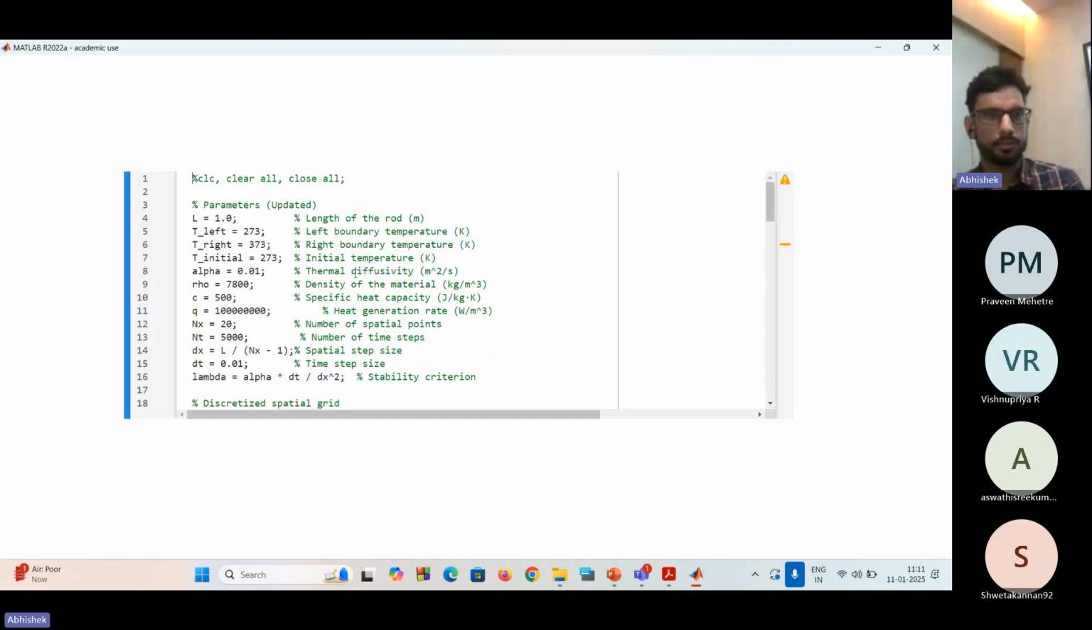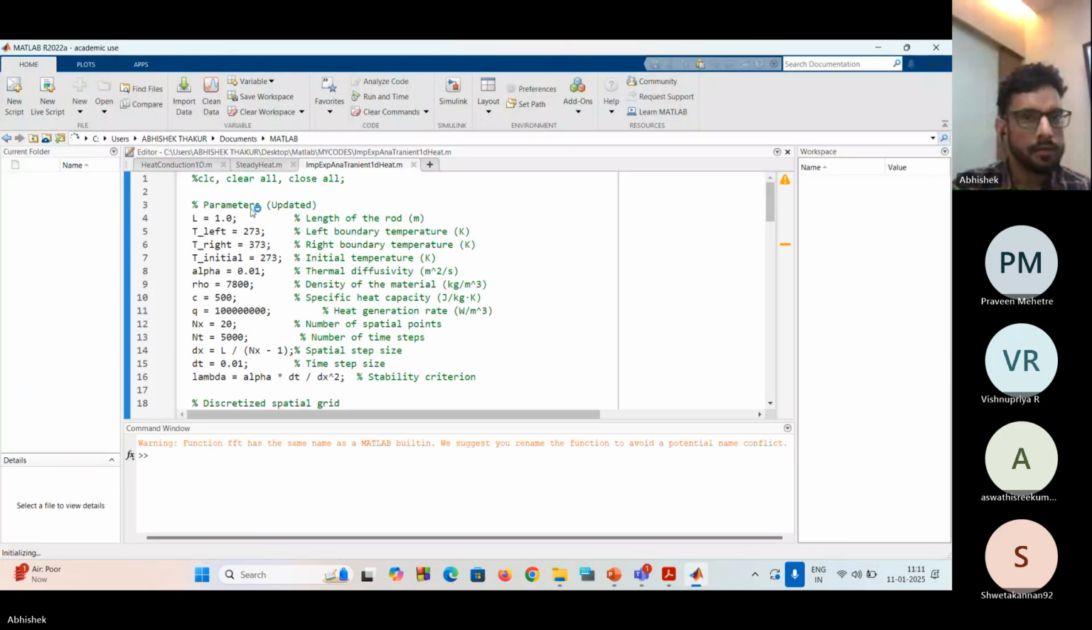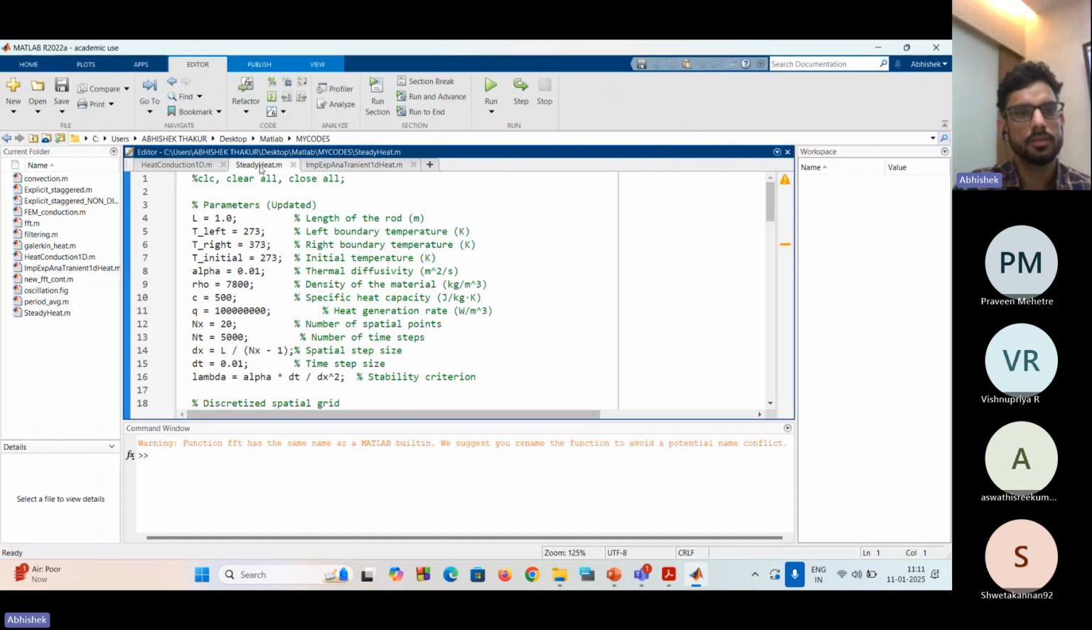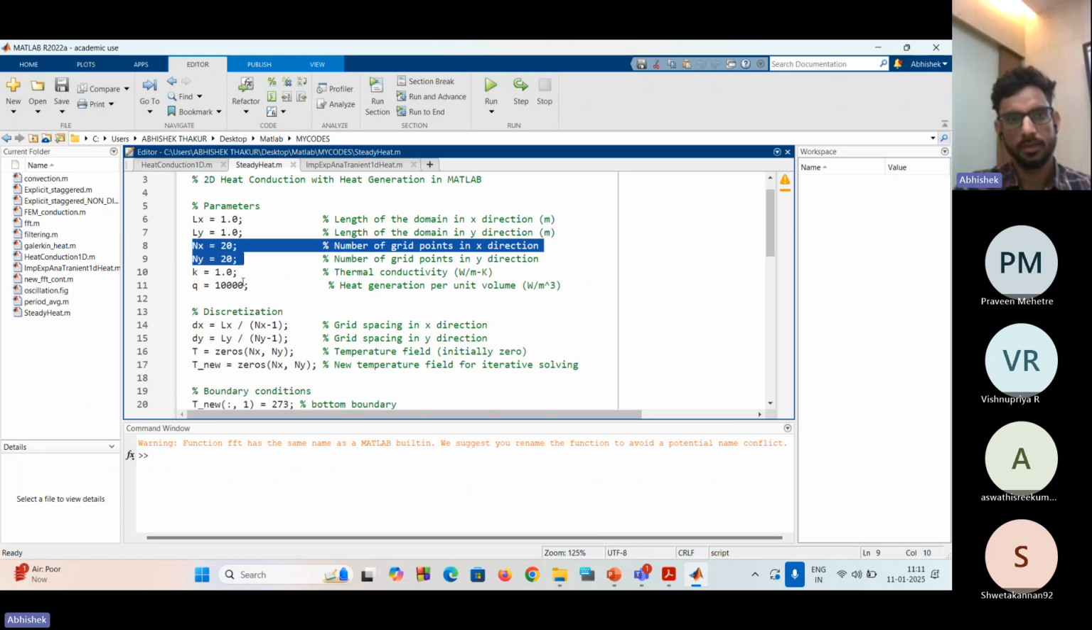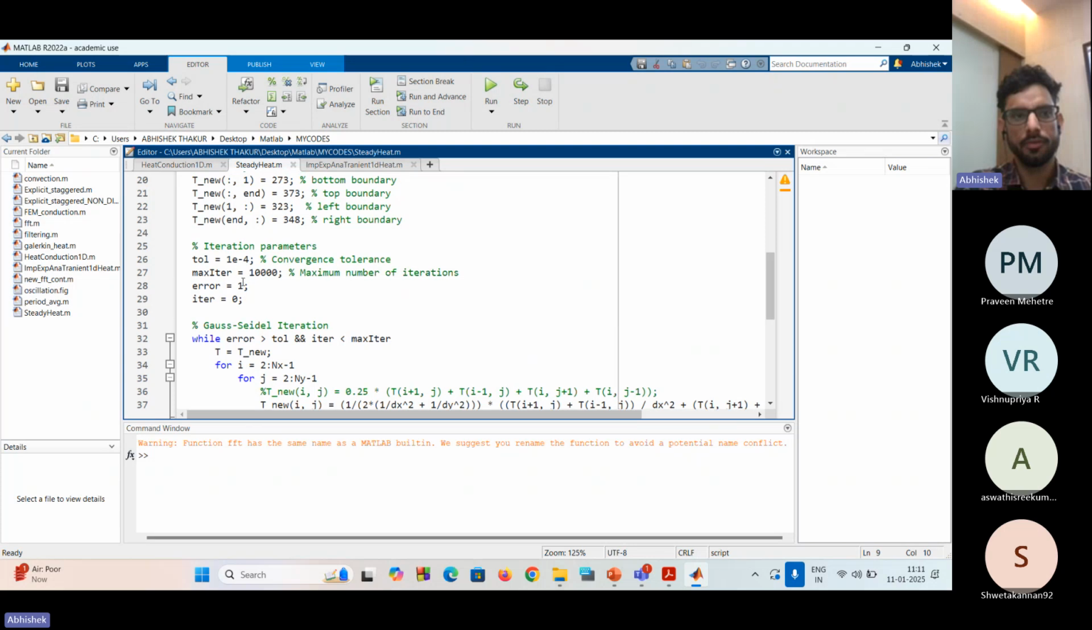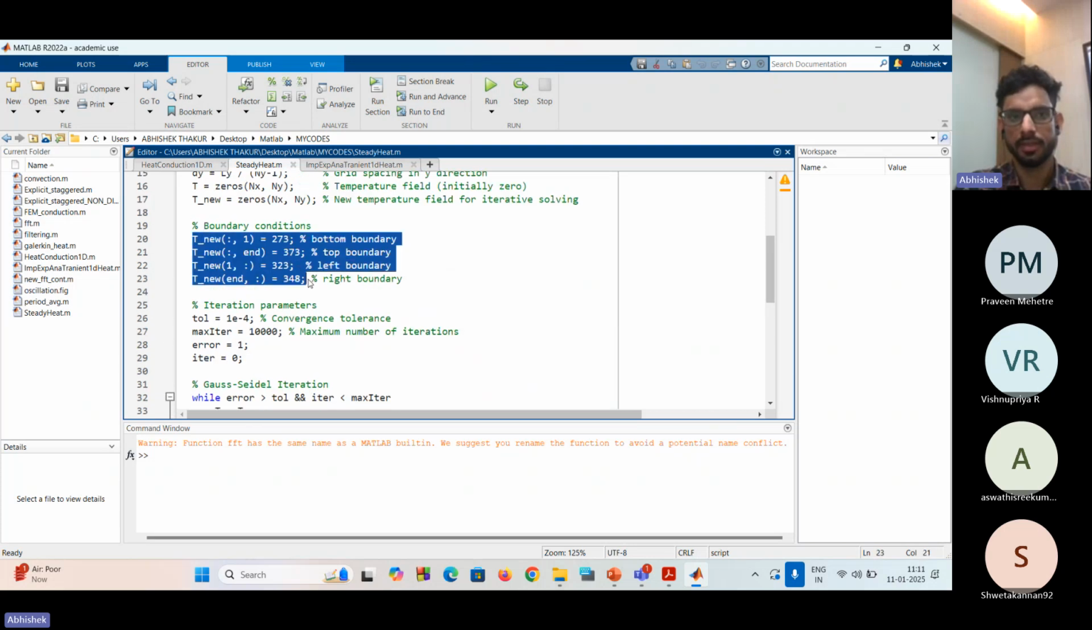So I'll show you this MATLAB code. This is the code for steady state 2D heat conduction with heat generation. Here we have a domain with length 1 and 1. We are dividing it into 20 equal parts in both the X and Y directions. And here we are applying temperature boundary conditions at the left, right, top and bottom boundaries.